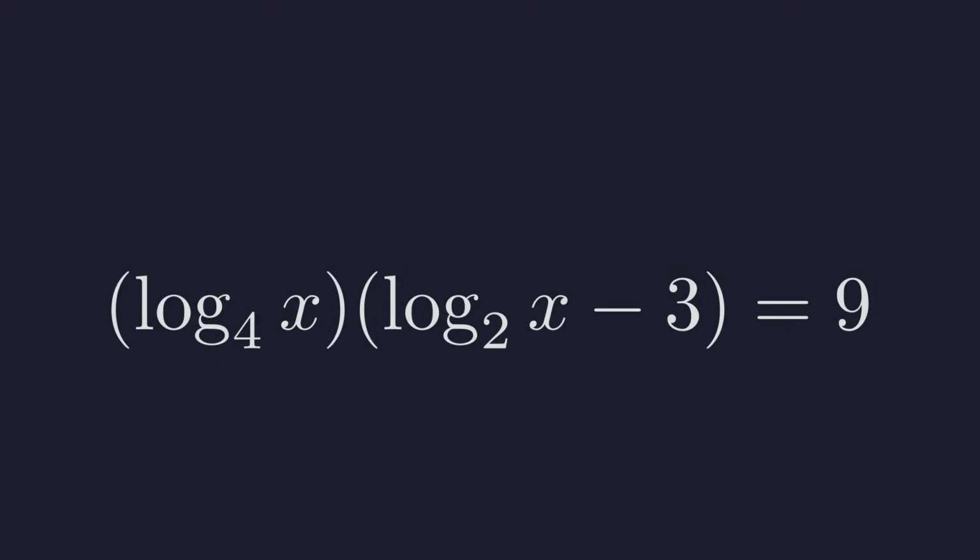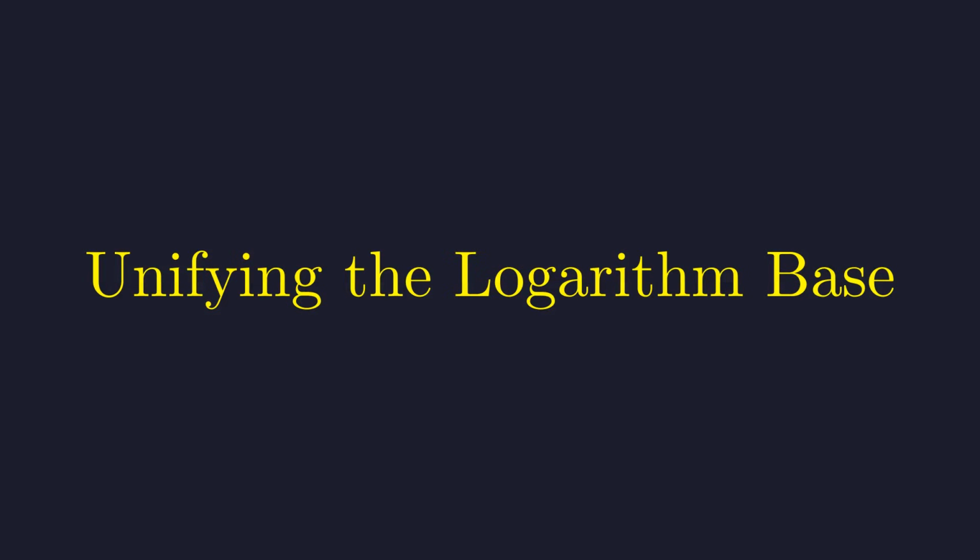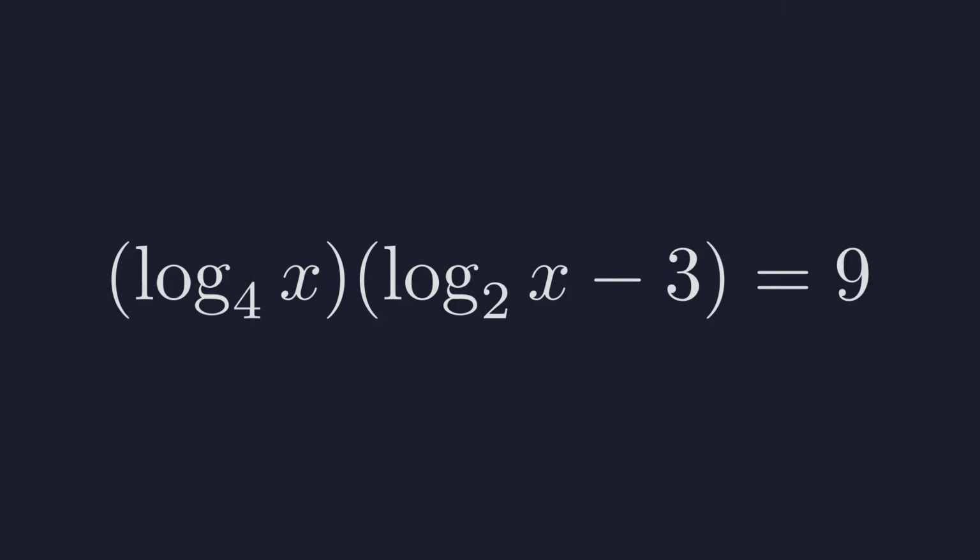The equation is simplifying nicely, but we still have a problem. The logarithm bases are different. To proceed, we must express all logarithms in the same base. We'll use the change of base formula. Here is our current equation. Notice the two different bases, 4 and 2. We need to convert one to match the other.